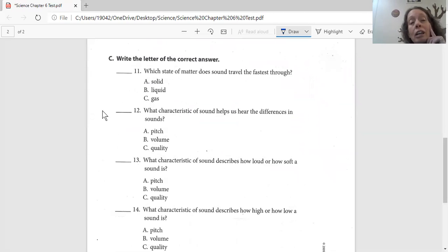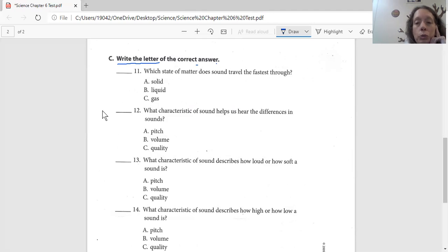This brings us to letter C. Let's read and repeat, listen and repeat the directions. Here we go. C says, write the letter of the correct answer. Write the letter of the correct answer.